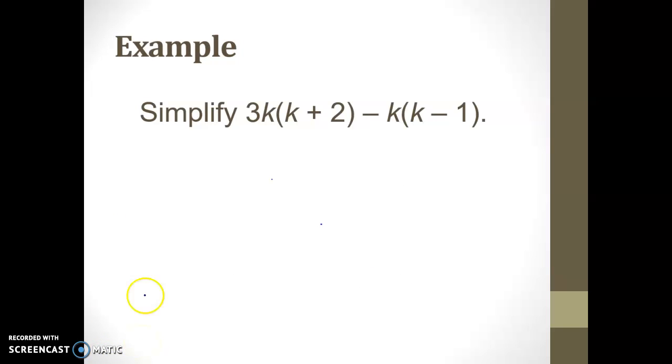So let's simplify 3k times (k plus 2) minus k times (k minus 1). We're going to distribute that 3k here, and we're going to distribute the k here. Try that on your own. Pause the video, then come back and check.